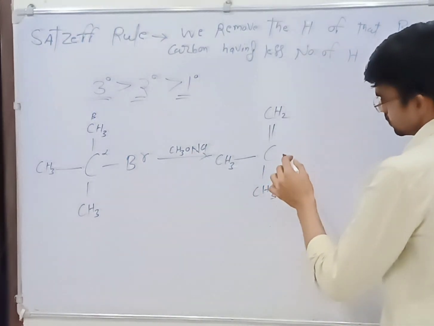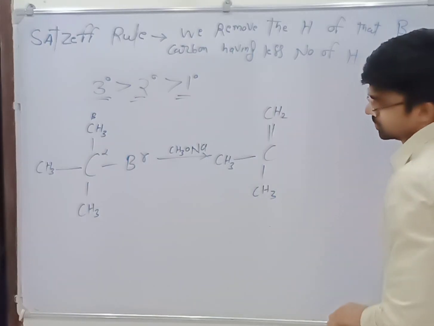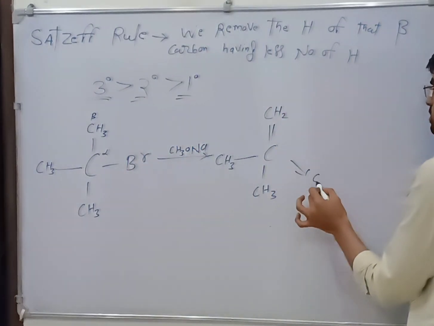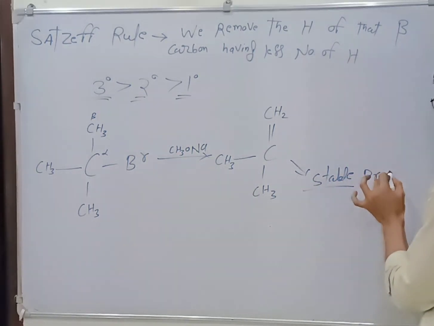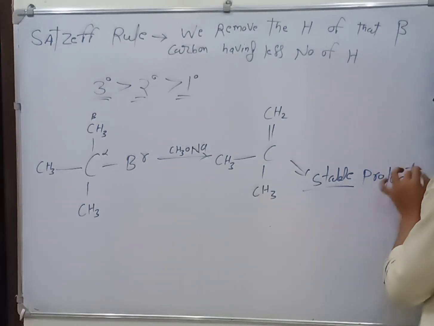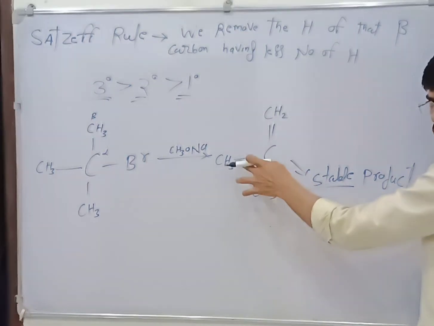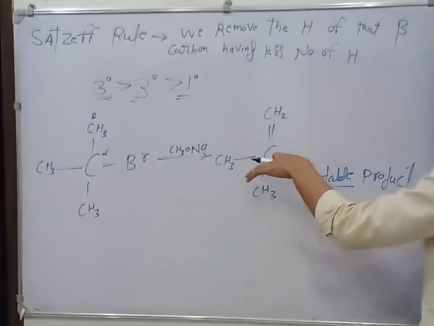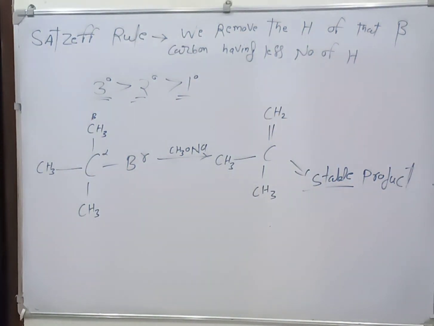Okay. So this will become a stable product. Br will be removed from here, and this will be removed. So it gives a stable product. So 3 degree gives the most stable product, then 2 degree, then 1 degree, because the carbon has more components which can donate electrons to this carbon. That is why they are stabilizing this carbon. Okay, so you have to remember that 3 degree is more stable, then 2 degree, and then 1 degree.